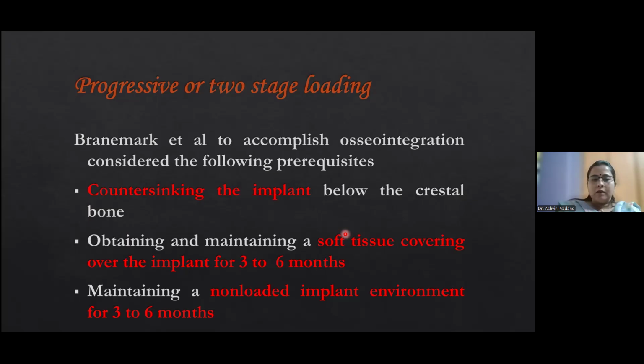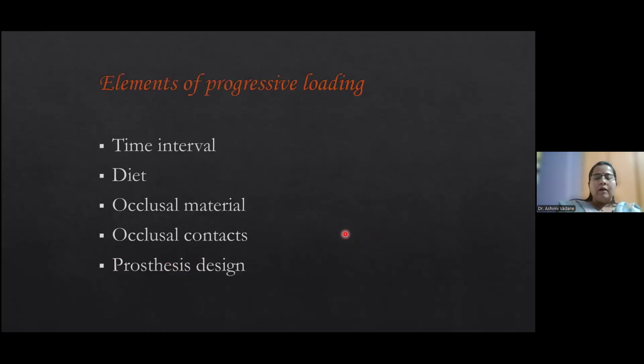Okay, all of us know this. Then obtaining and maintaining a soft tissue covering over the implant for 3 to 6 months, and maintaining a non-loaded implant environment for 3 to 6 months. This is regarding the two-stage loading. Then the elements of progressive loading: one has to take into consideration time interval, patient's diet, occlusal materials, occlusal contacts, and prosthesis design.